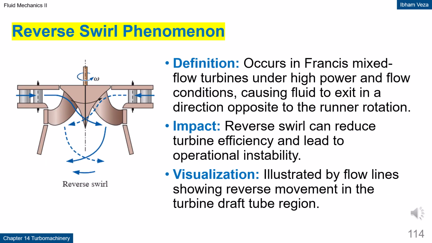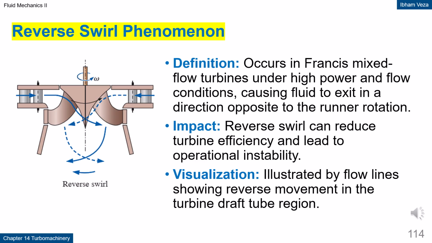Reverse swirl phenomenon. Reverse swirl occurs in Francis mixed-flow turbines when operating at very high power and flow rates. Under this condition, the exit flow direction can become opposite to the runner rotation. This phenomenon can reduce efficiency and cause operational instability.